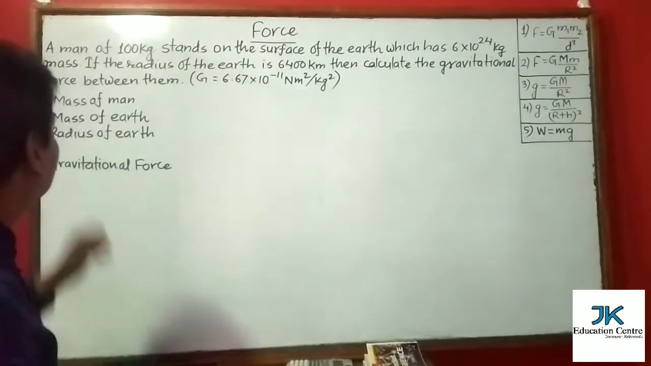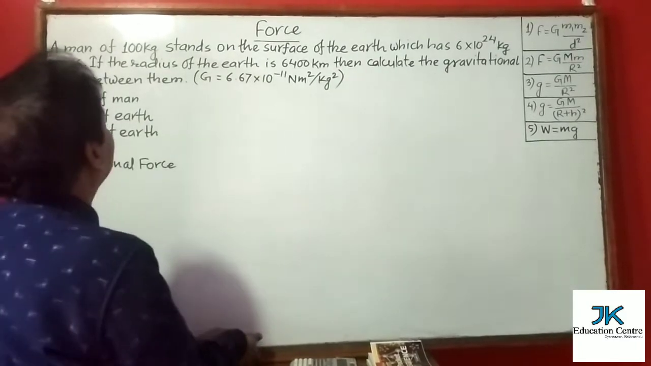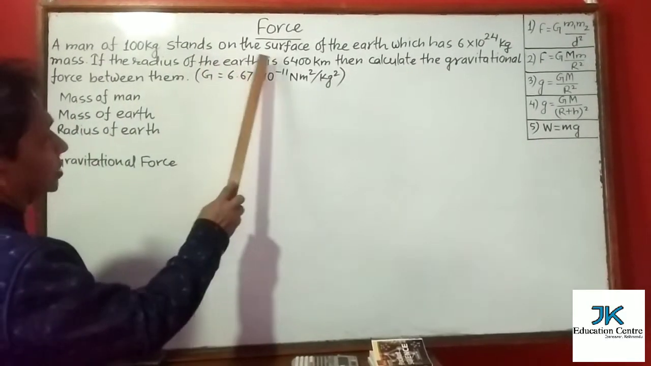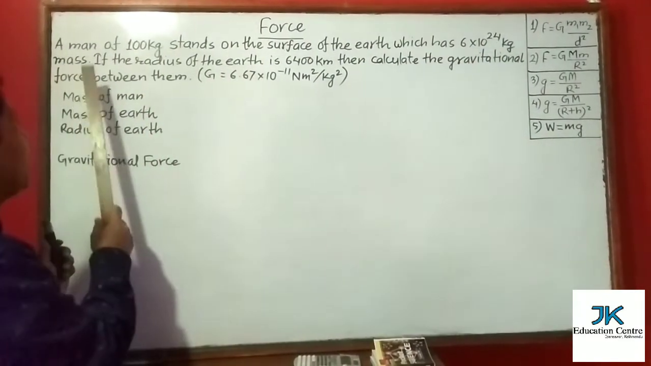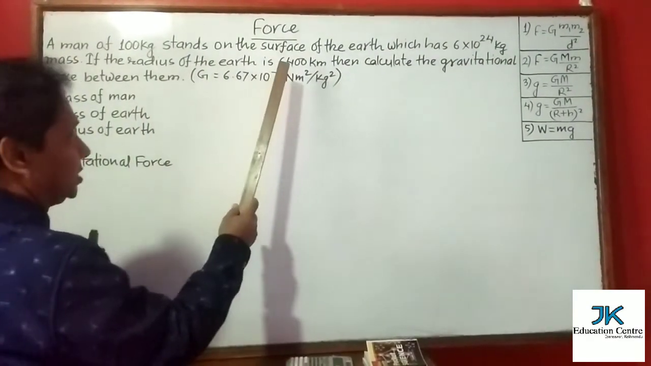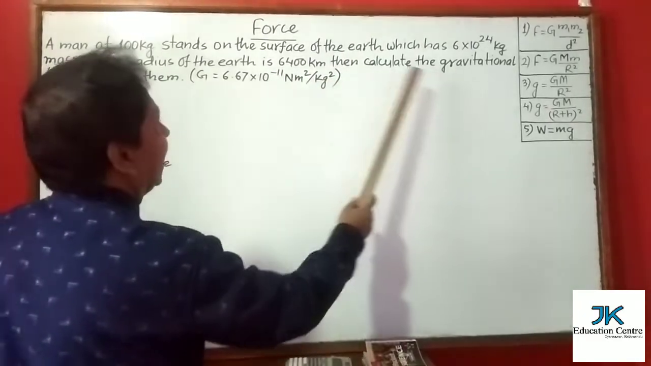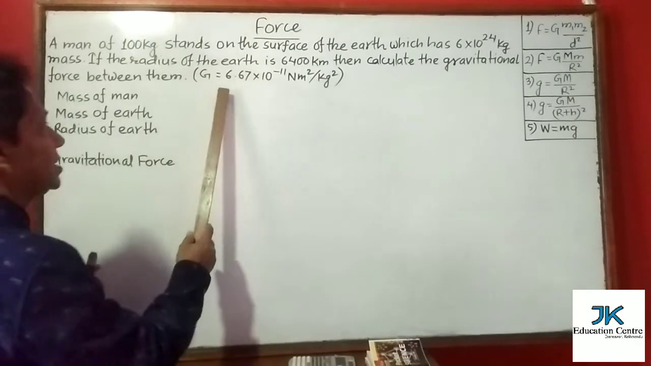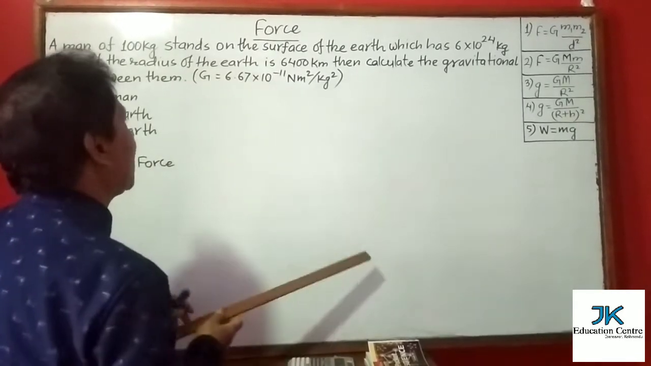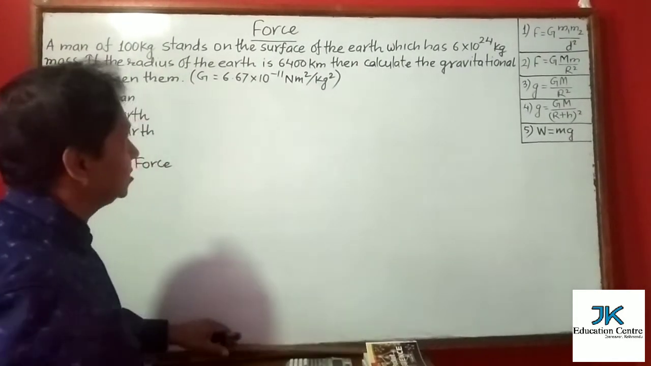Look at this problem. A man of 100 kg stands on the surface of the earth, which has 6 into 10 to the power 24 kg mass. If the radius of the earth is 6400 km, then calculate the gravitational force between them. And the value of G is given. G is 6.67 into 10 to the power minus 11 Newton meter squared per kg square.